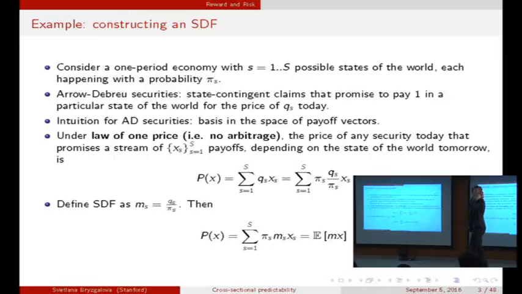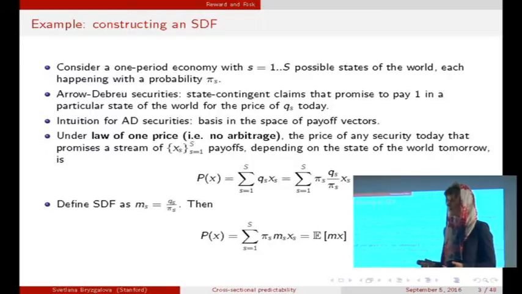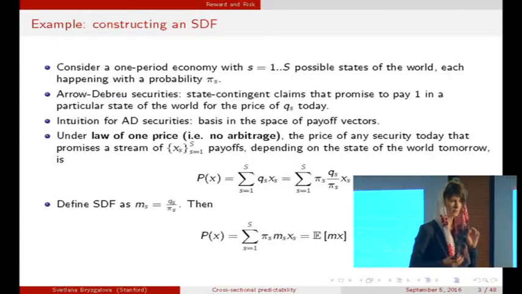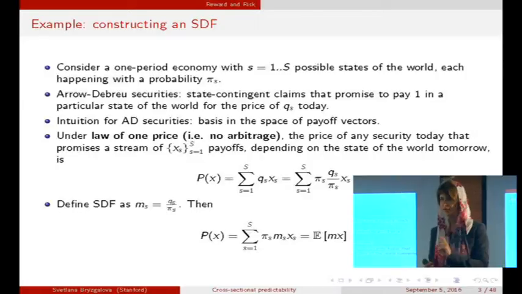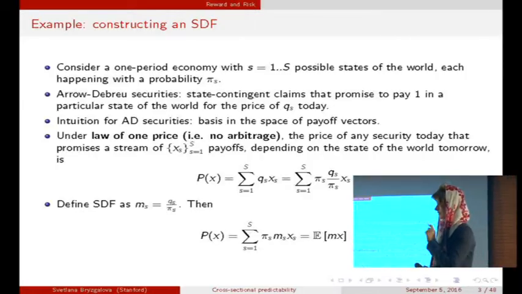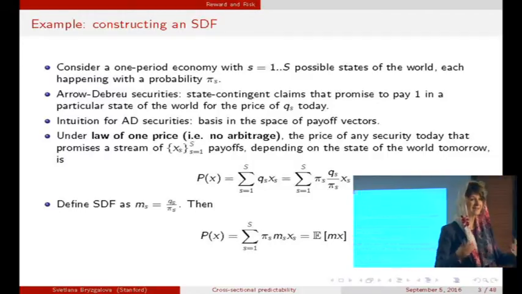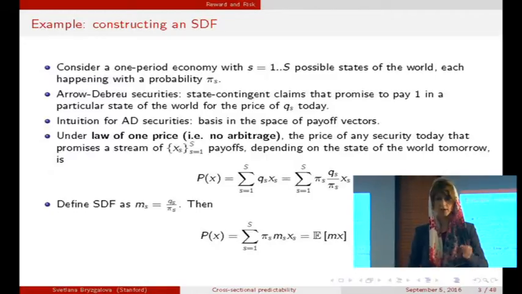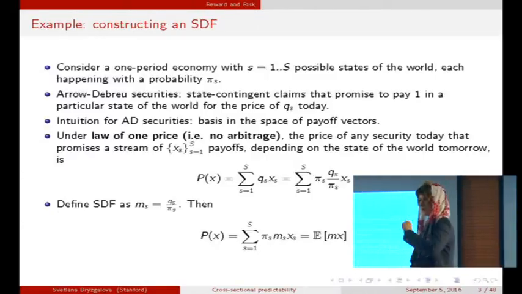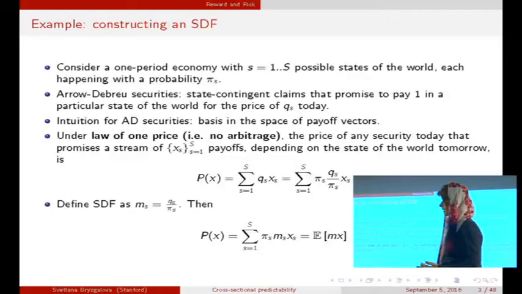Now, I'm going to assume that the market which is operating in this economy is complete. What does it mean, complete? That means that there exists a set of the so-called Arrow-Debreu securities. These are special financial instruments that have a very specific property. They promise to pay you $1 in one particular state of the world, small s. So for example, if there are going to be 10 different states of the world, I'm going to have 10 Arrow-Debreu securities, each paying $1 in its corresponding state and zero in all the others.